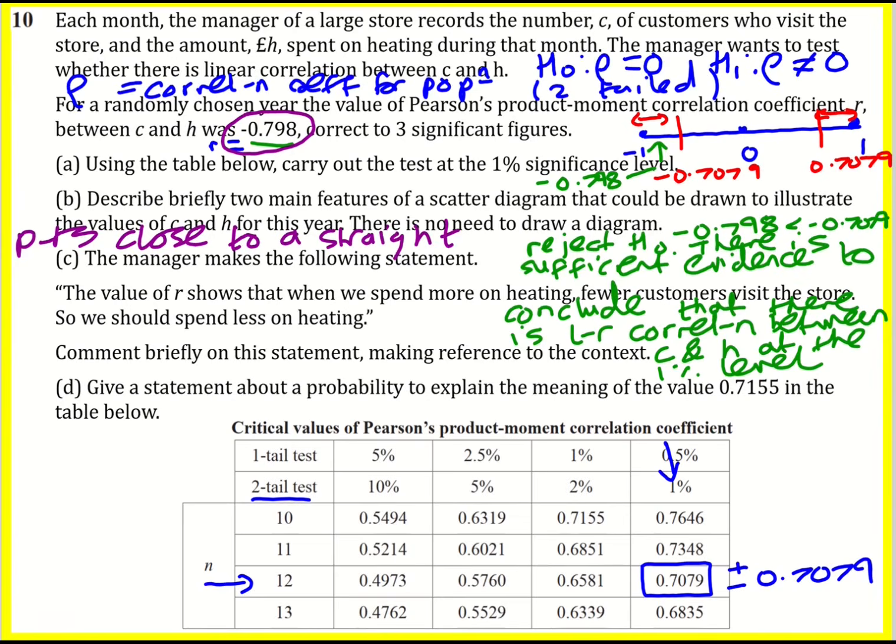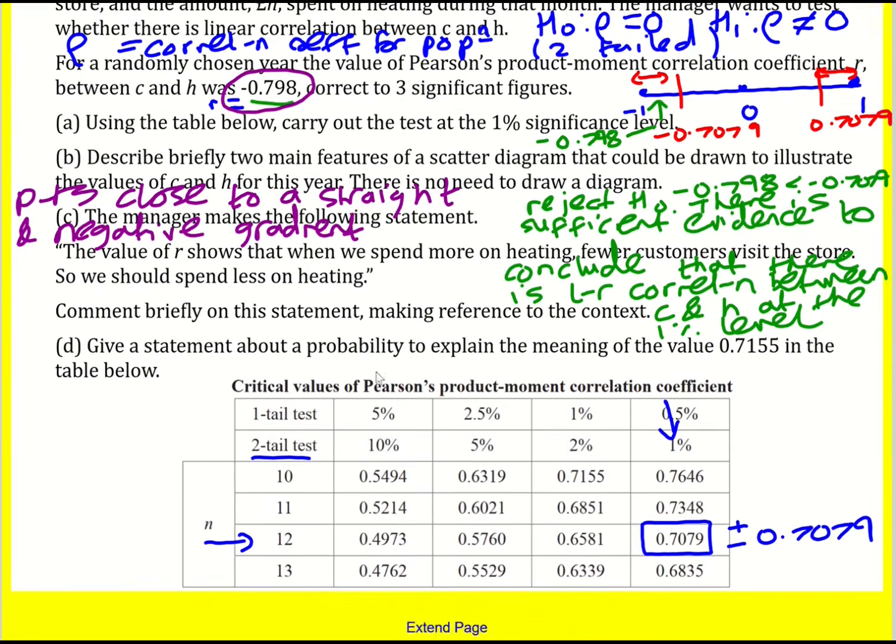And then because it's negative, it's going to have a negative gradient. Okay, so that is what that was after. The manager then makes the following statement. The value of R shows that when we spend more on heating, fewer customers visit the store, so we should spend less on heating. Comment briefly on this statement, making reference to the context.